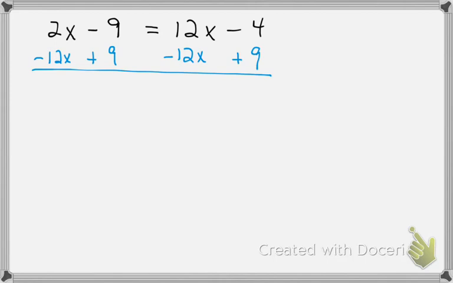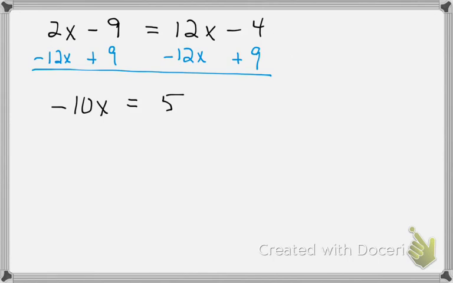We have 2x minus 12x, that is minus 10x. Negative 9 plus 9 cancels. On the other side, 12x minus 12x cancels, but negative 4 plus 9 is 5. Okay. Now, I'm going to point out, this step right here is called a crutch, and you're never going to see it again. All right? You guys need to get comfortable adding and subtracting to both sides.